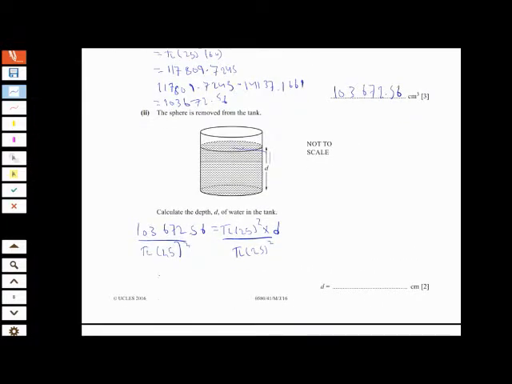D equals 52.8 centimeter. Don't forget the unit. Okay, now moving on to the next question.